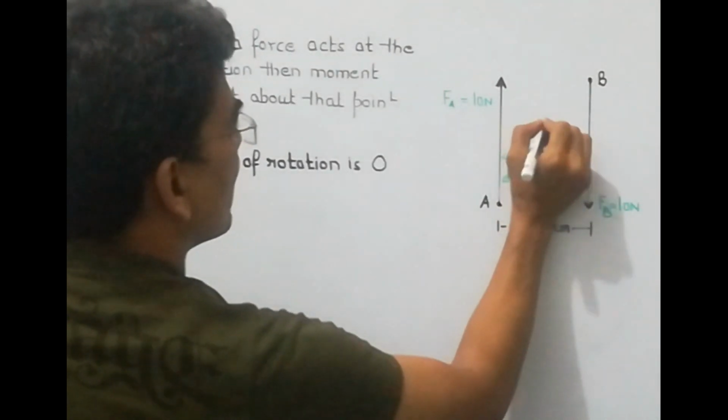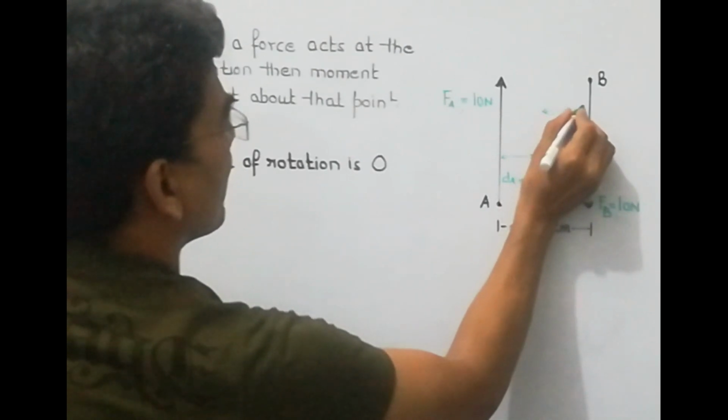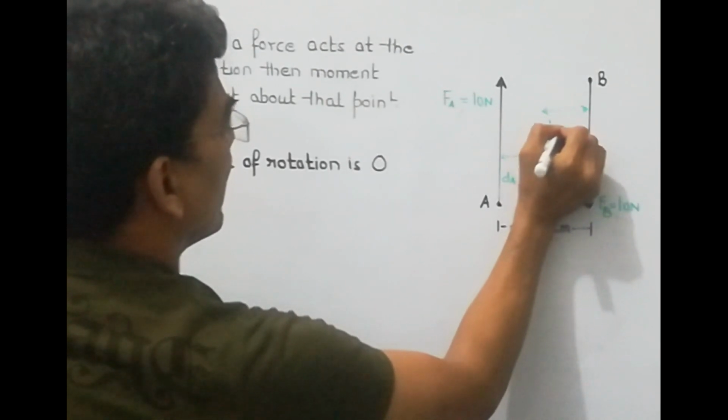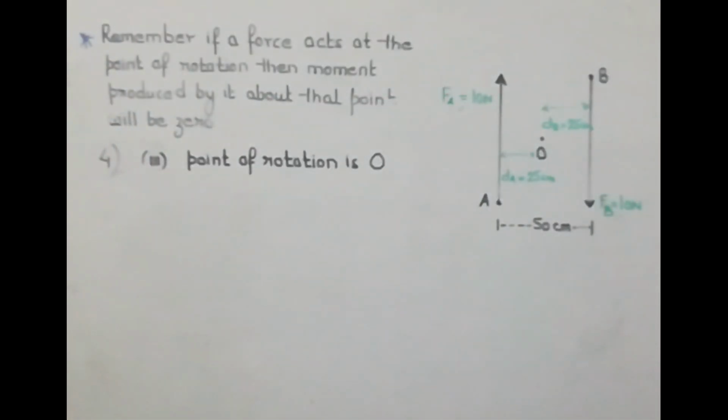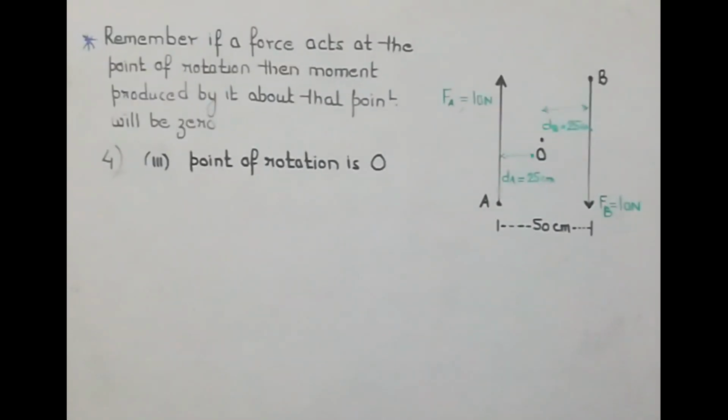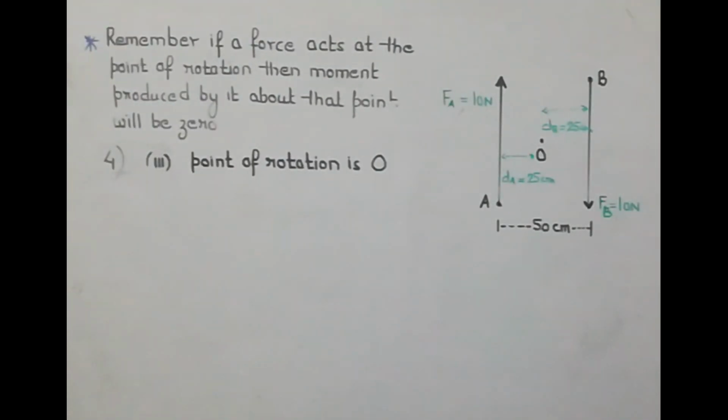Similarly, dB, that will be 25 centimeter. For the third part, O is the point about which you have to calculate the moment. You have to calculate moment about O. So you can see in the diagram that we have marked dA, that is the distance of force A, is 25 centimeter because O is the midpoint, and dB is also 25 centimeter. And now we have to calculate the moment.